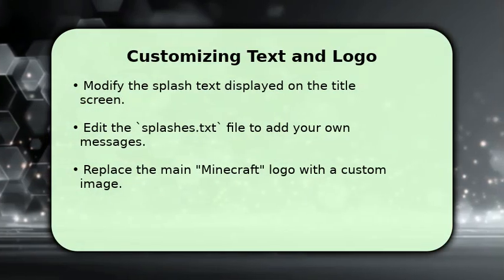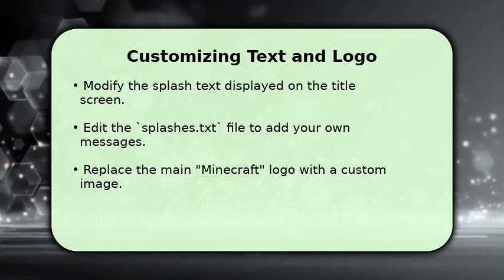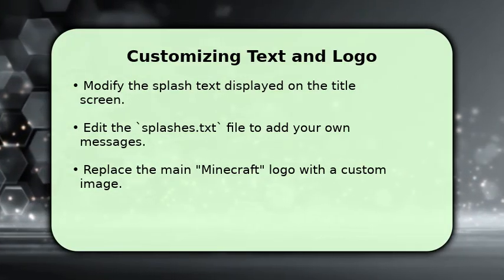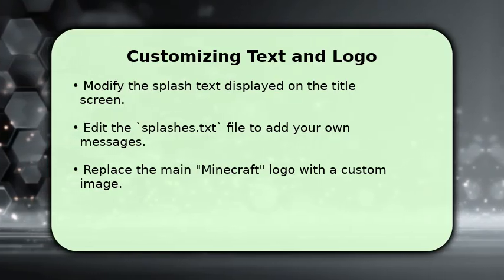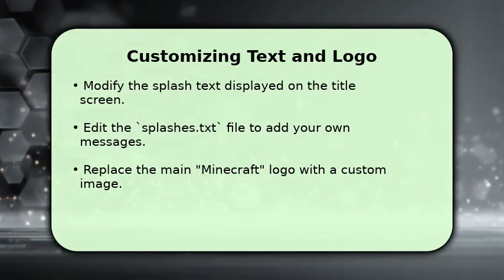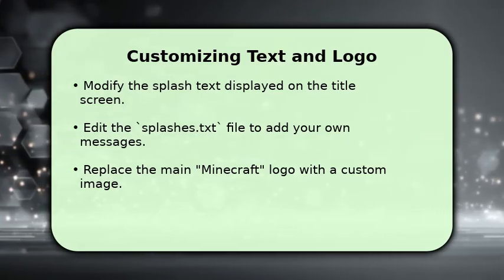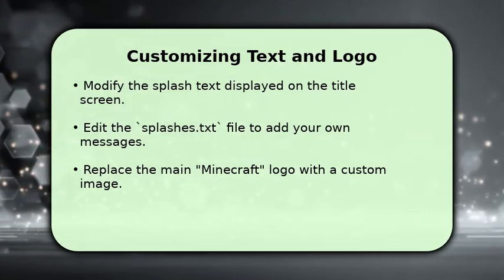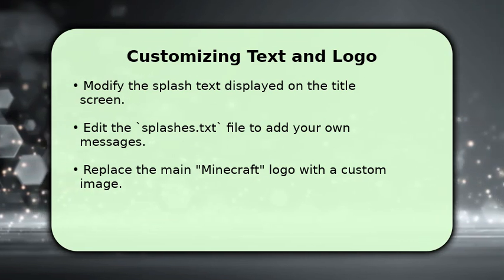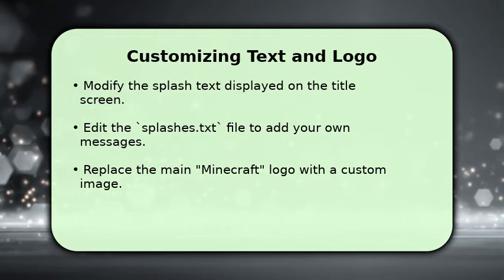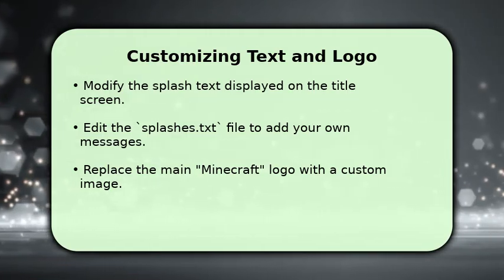Now let's personalize the text and logo. The yellow splash text that appears on the title screen can be customized by editing the splashes.txt file. You can add your own unique messages, one per line, to appear randomly. Additionally, you can replace the main Minecraft logo itself. This logo is usually a transparent PNG image, allowing you to design a completely new title graphic.